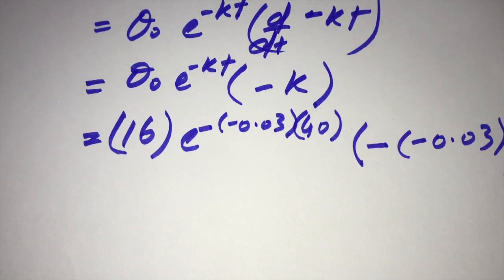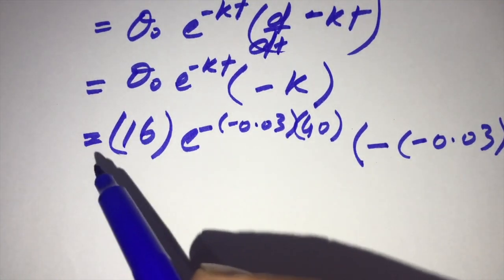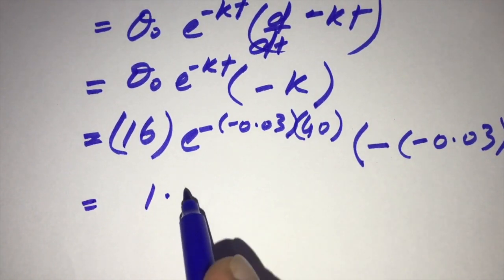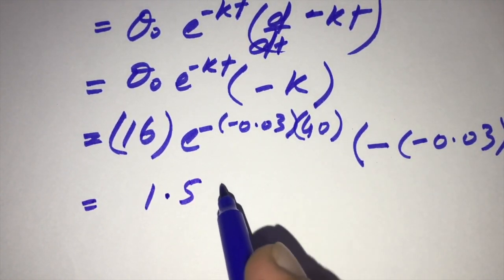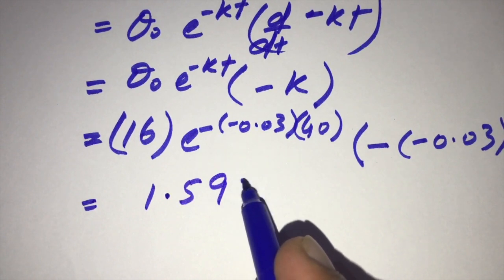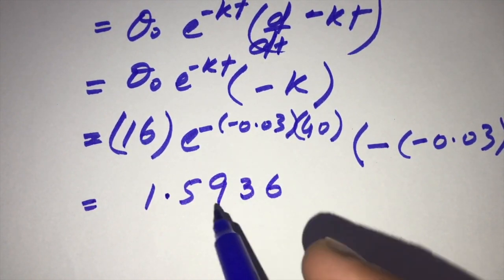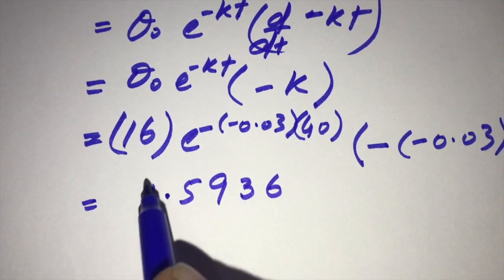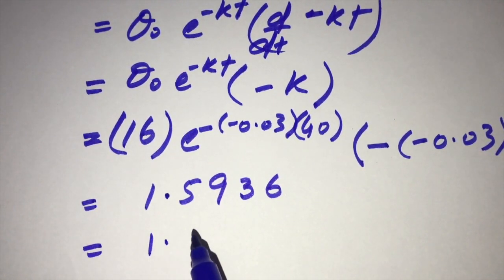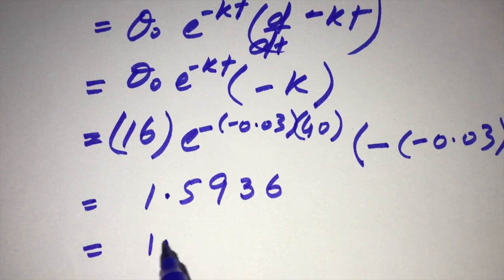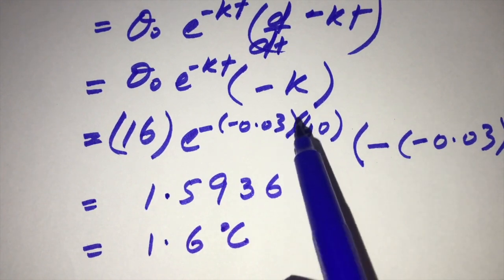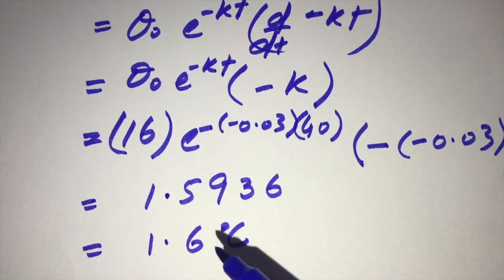The answer we get is 1.5936. When we round off this answer, it is equal to 1.6 degrees Celsius.